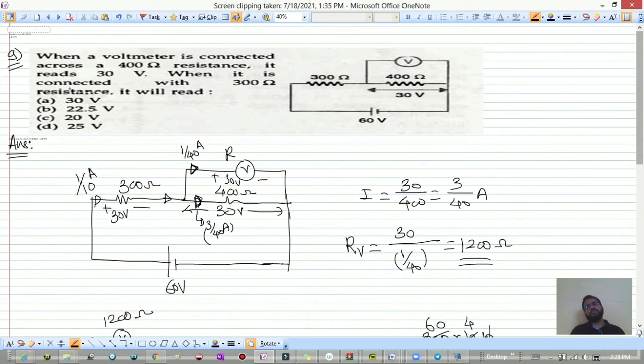22.5 volts. So as you can see, this is given in option B. So this is how you have to solve. Firstly, calculate the internal resistance of this voltmeter. Once we know the internal resistance, connect that voltmeter to any resistance and calculate the total resistance of the circuit. Once we know the total resistance, find out the total current. Once we calculate the total current, find out the current through that particular element, and you can easily find the voltage across that element, which will be read by the voltmeter.